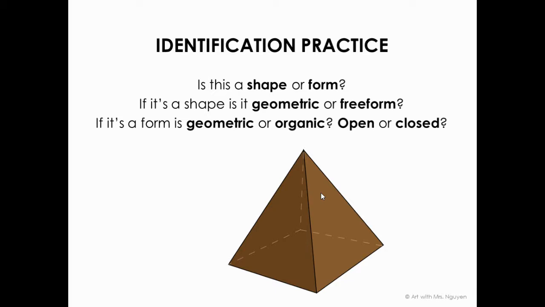We're going to do a little bit of practice here. Is this a shape or a form? If it's a shape, is it geometric or a free form? If it's a form, is it geometric or organic, open or closed? So this is a form. It's 3D. It is also geometric. That's called a pyramid. And I don't see any holes or gaps, so it is a closed form. Form, geometric, closed. There we go.